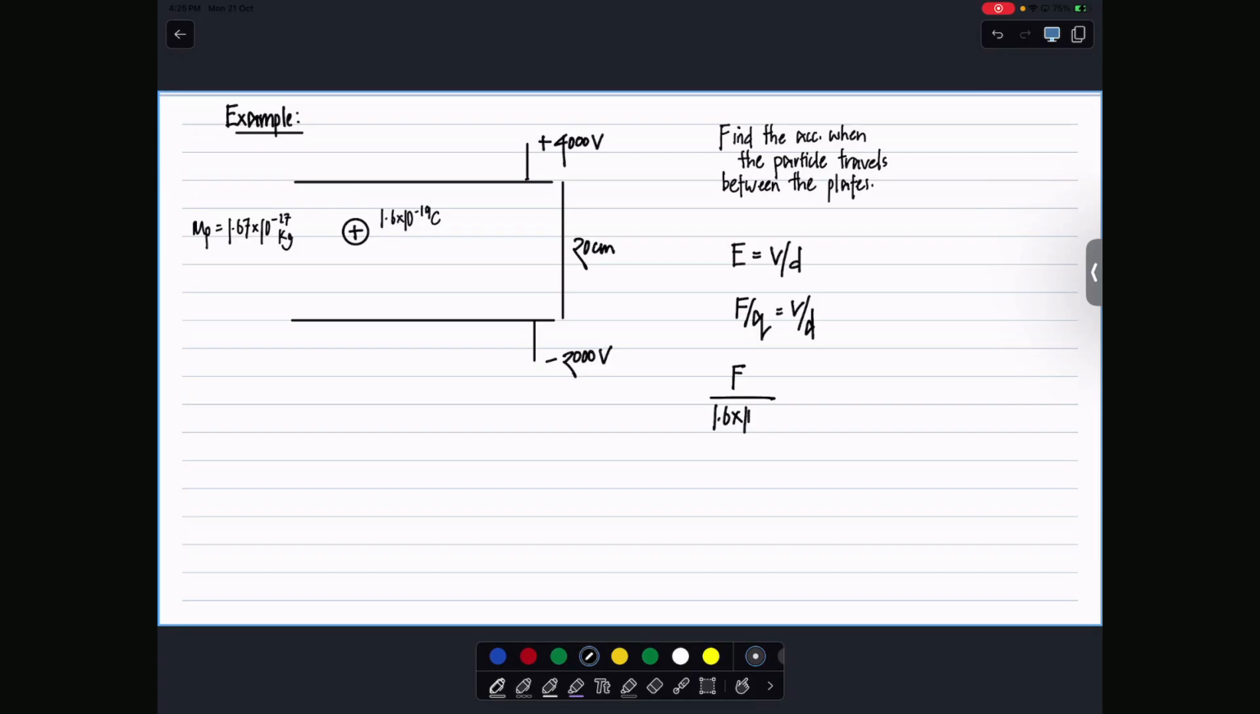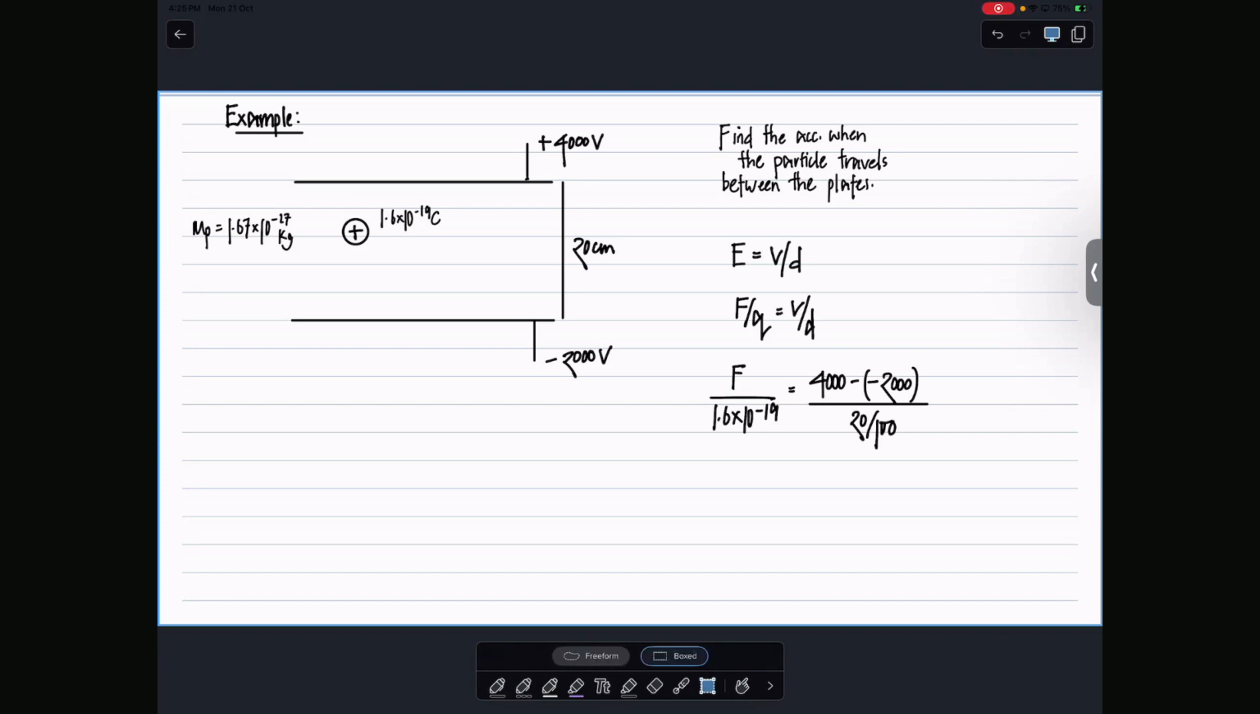1.6 into 10 to the power minus 19, equals to, what's the potential difference between the plates? 6,000. You have to take the sign into account, okay? So it should be 4,000 minus 2,000 divided by, what's the separation of the plates here? 20. You have to convert that into meters, obviously. So this will give you the force, right?